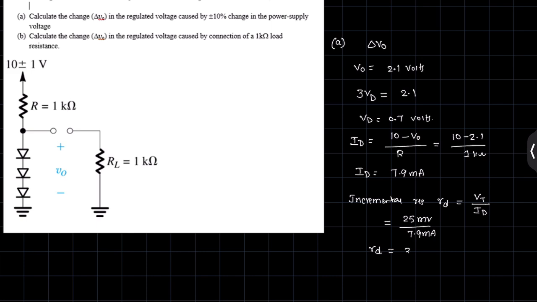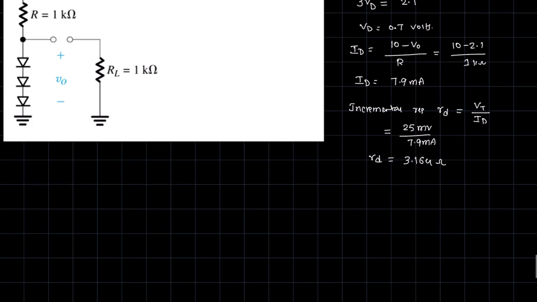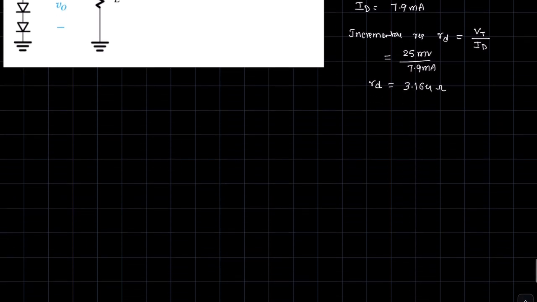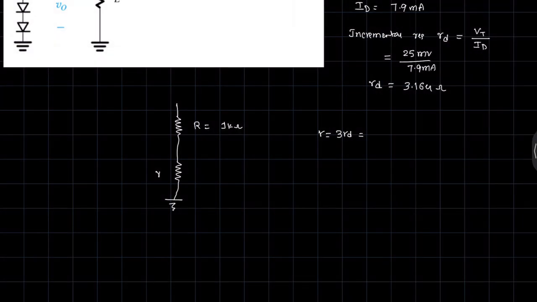So 3.164 ohm per diode. The equivalent circuit looks like this: this is R, which is 1 kilo ohm, and this is small r, the lowercase letter, which is 3 times the diode incremental resistance. 3.164 multiplied by 3 is 9.492 ohm.